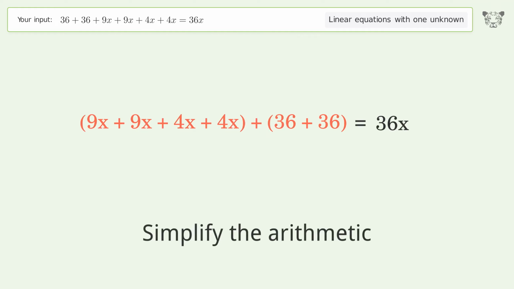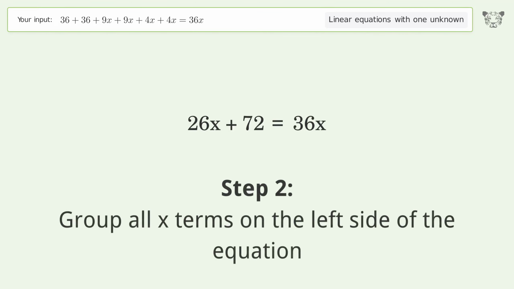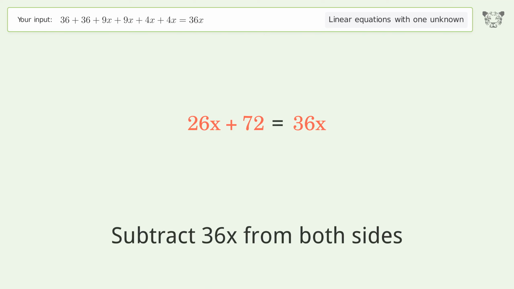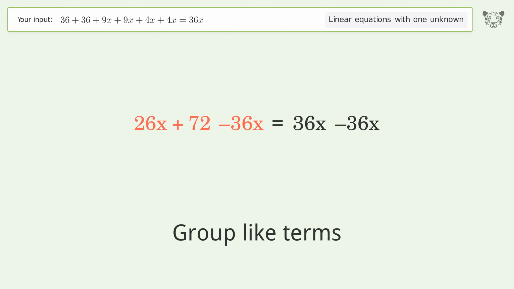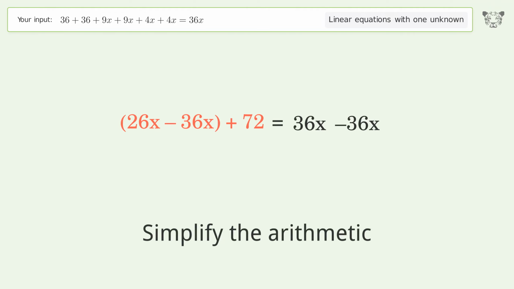Simplify the arithmetic. Group all x terms on the left side of the equation. Subtract 36x from both sides. Group like terms. Simplify the arithmetic.